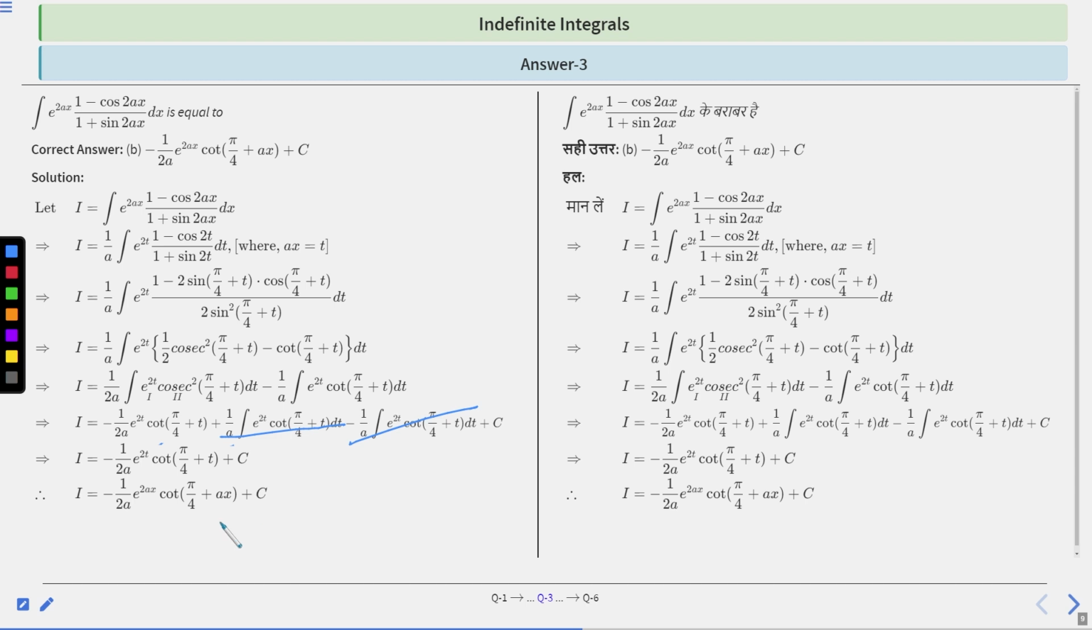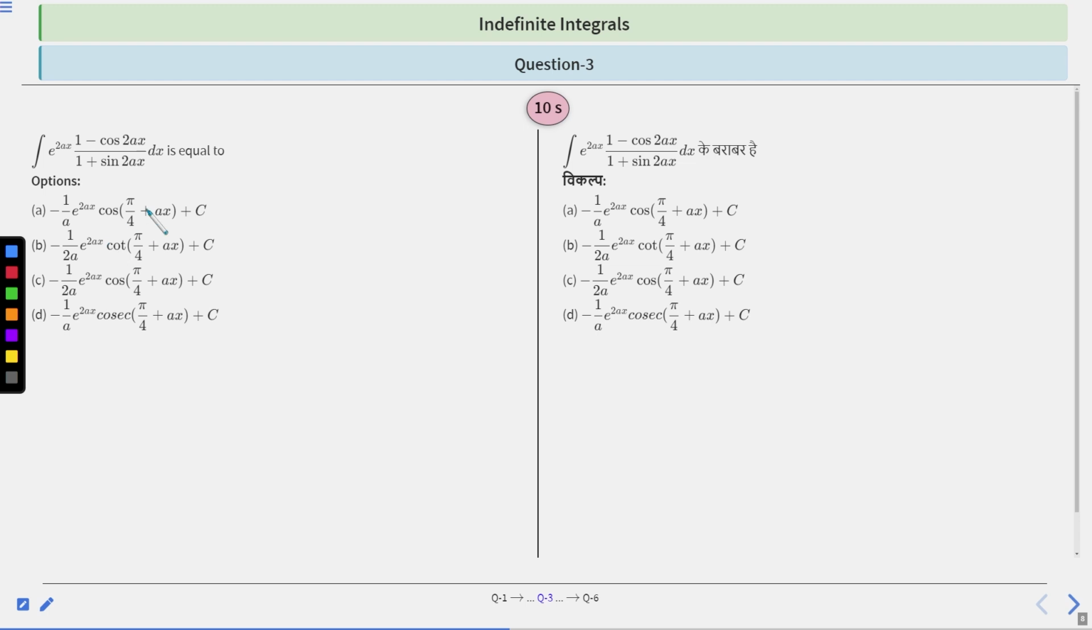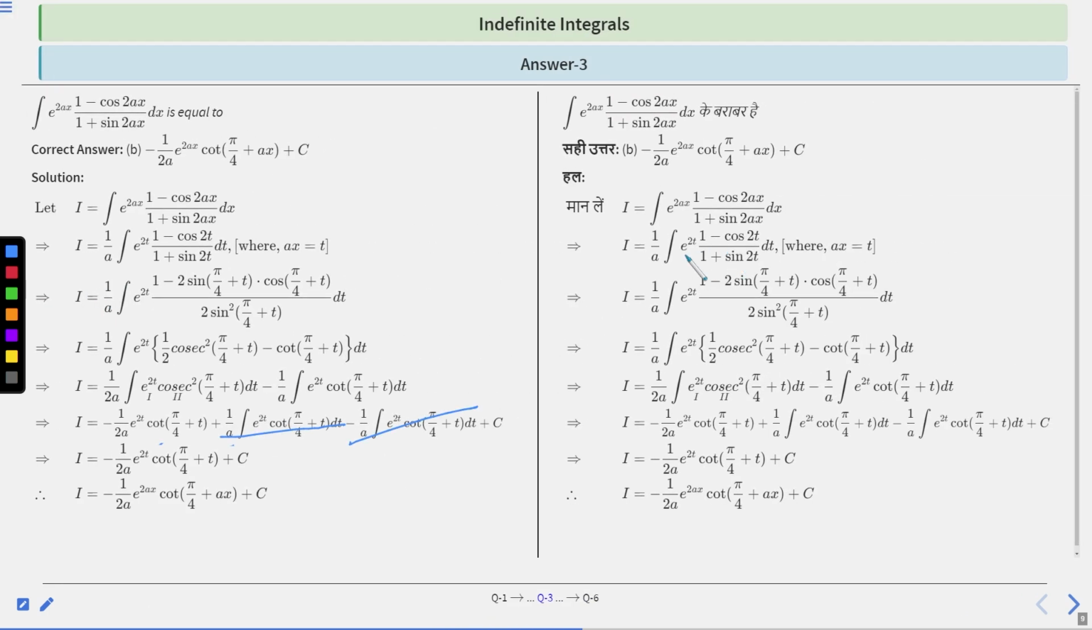You have to always keep in mind why we have converted this question into pi by 4 plus ax. Why we have applied the formula pi by 4 plus t, because you can see in the options, all the options are in the form of pi by 4 plus ax. So always try to go in the direction in which the option is indicating. You can convert this into the form 1 minus cos 2t as 2 sin square t and 1 plus sin 2t in certain things, right?